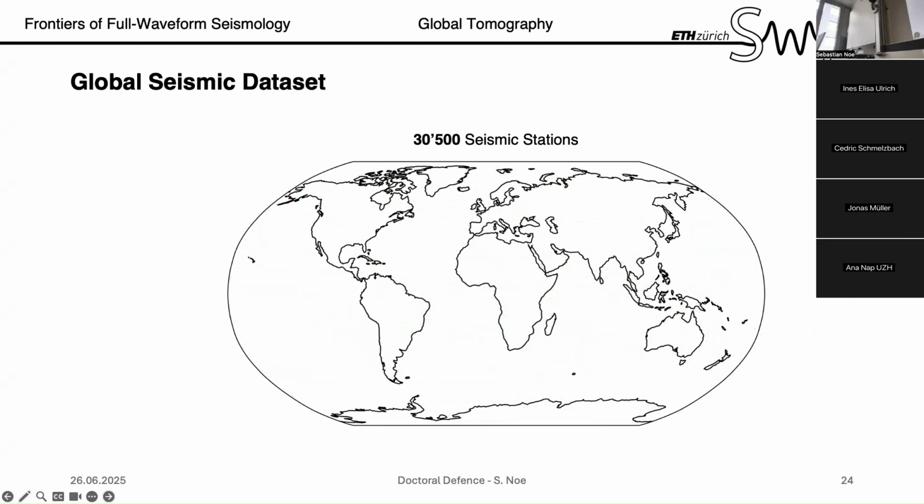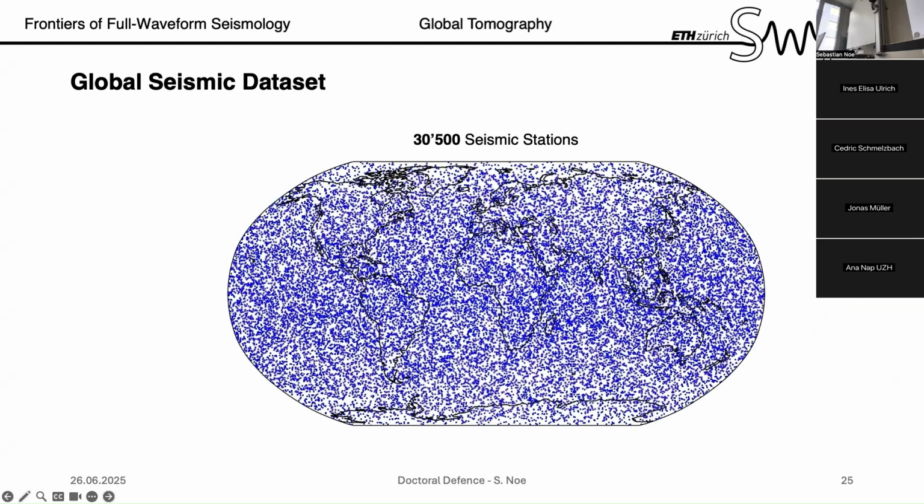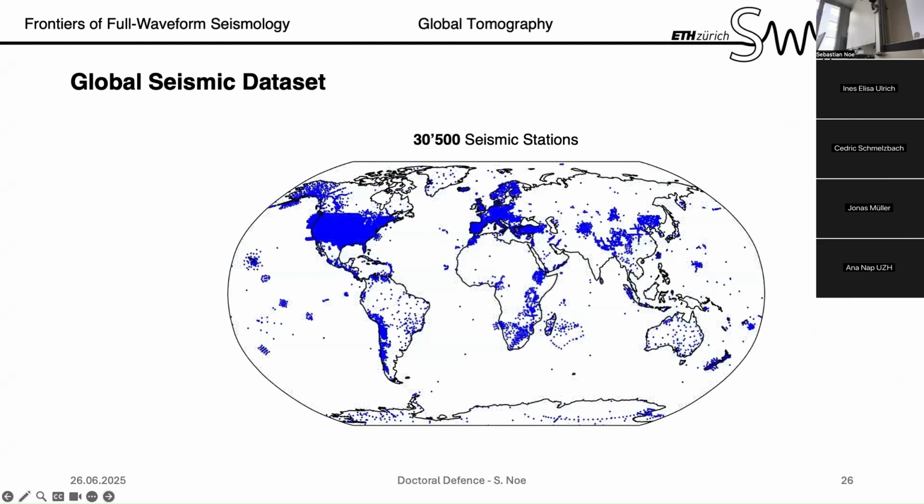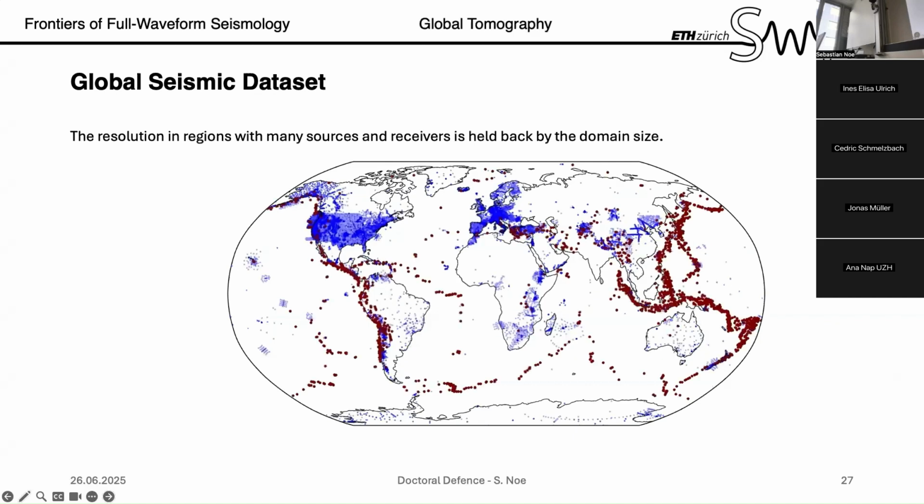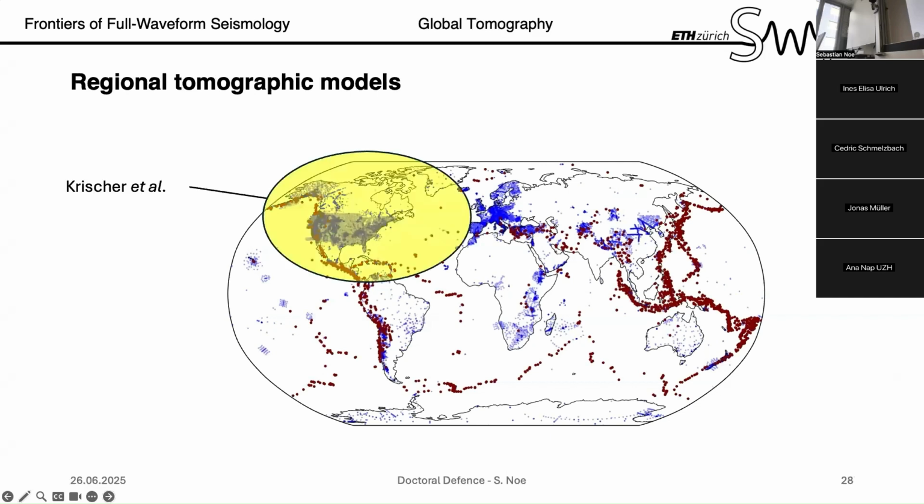And I think if we look at the locations of seismic stations, this problem becomes even more severe. So let's say we have 30,000 global seismic stations. It would be pretty dense. But of course, we have oceans and land masses where we don't have too many data. So yeah, you can see that there's already a problem arising from this point of view. So if we want to perform a global tomography, this basically means that the resolution will always be held back by having to deal with the entire globe, with having this huge domain size. So it really makes sense to just focus on specific areas.